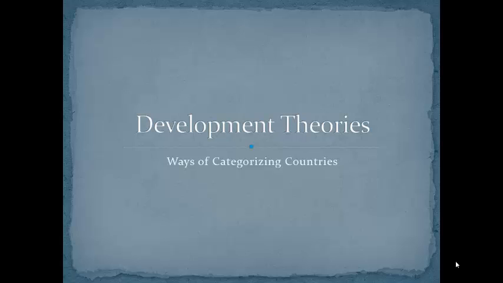So some of these models that we'll be discussing today, they're out of date. These things come and go. They're updated over time, and the way that we view development changes over time. So different ways and modes of categorizing countries have been proposed over time. Some of these are no longer seriously considered by academics. Others, however, are still commonly used, but again, they have their own sets of problems. There's pros and cons to each of these.